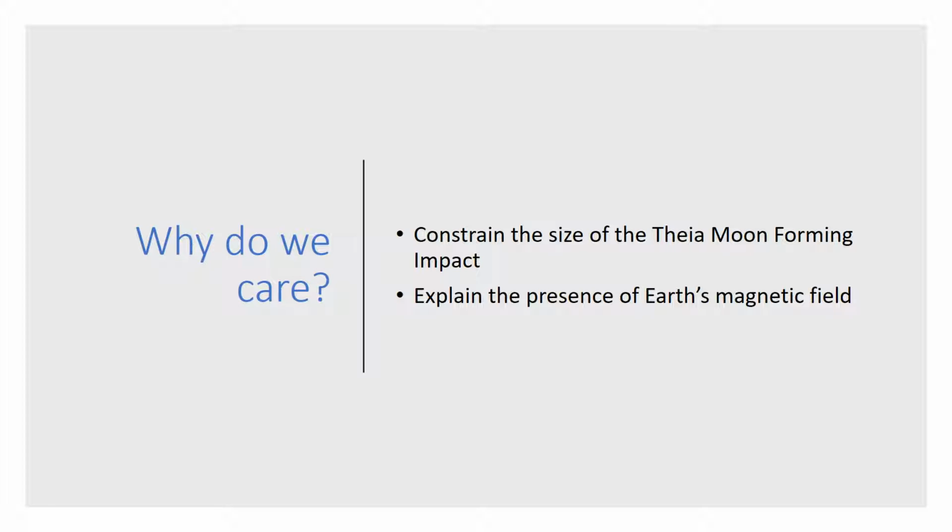This work will help constrain the timing and size of the Theia moon-forming collision, and will explain the origin of Earth's magnetic field, which provides a protective layer for our atmosphere against the solar wind. We'll see that without some late massive collision, life on Earth would likely not be possible.